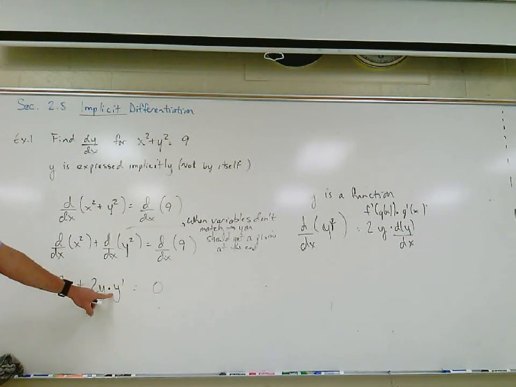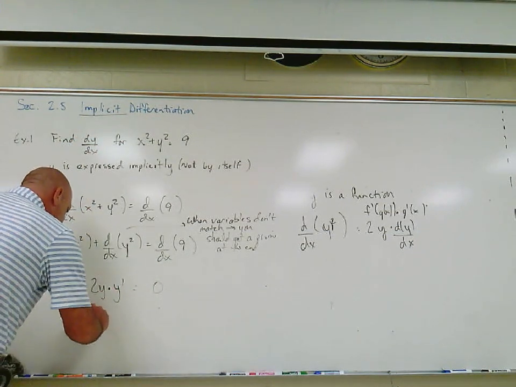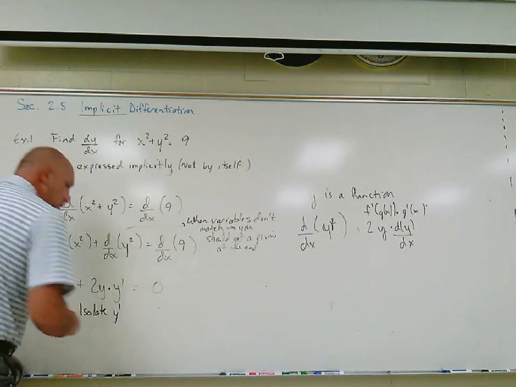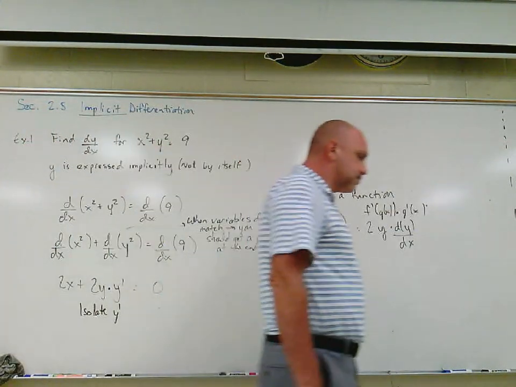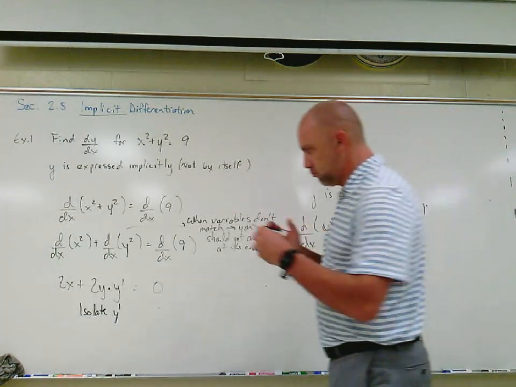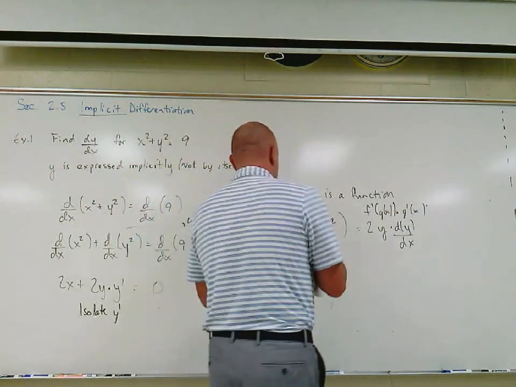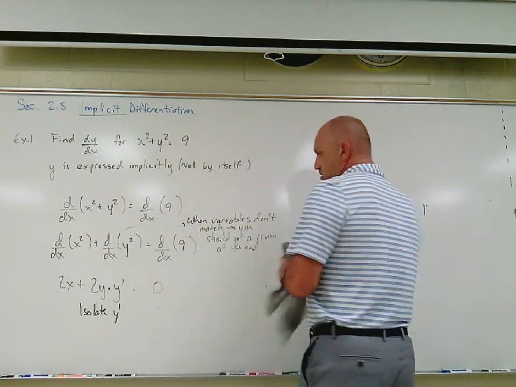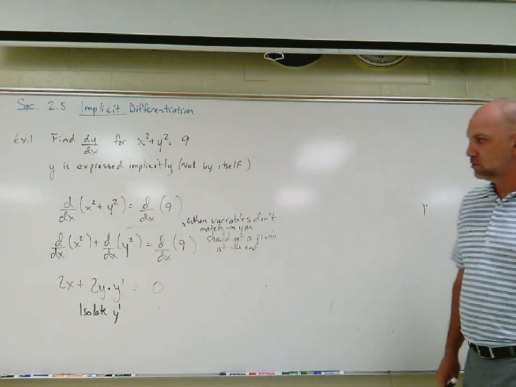So all you're going to do at this point is isolate y prime, and I'll show you what we have. So isolate y prime, get y prime by itself. That means on the right-hand side, you should have x's and y's, okay? This is a multiplication in here, it's okay. So how would you get y prime isolated?